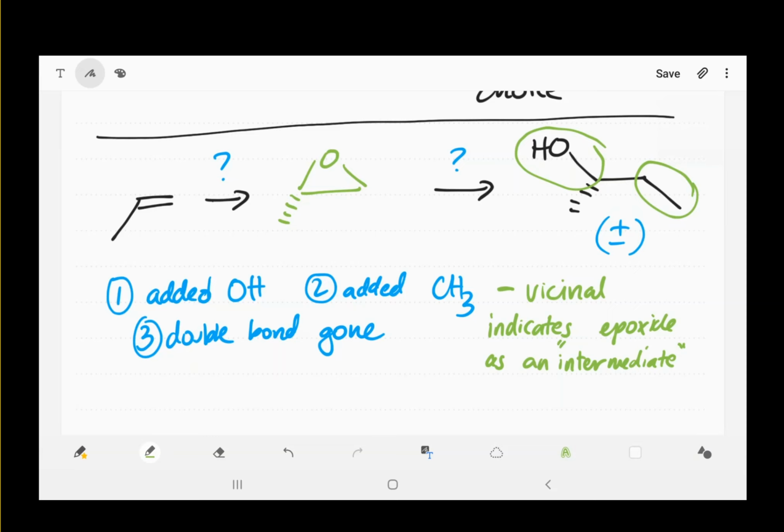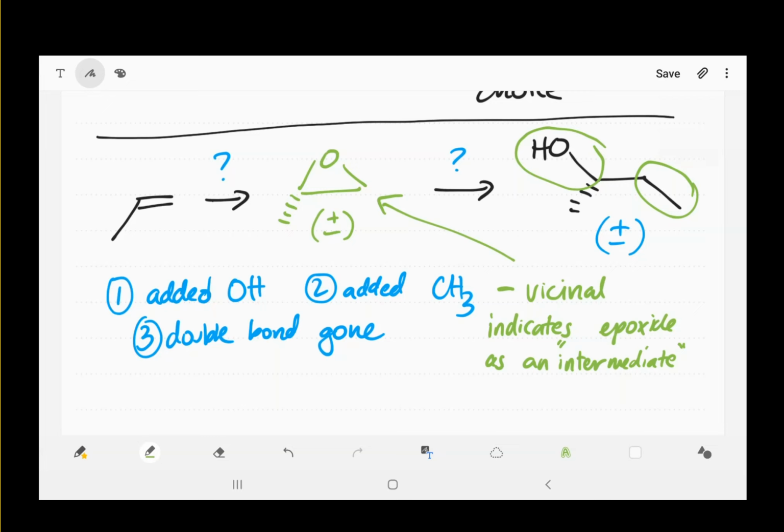Right? Because this is going to be racemic, it could be a wedge or a dash. It does not matter, because we're going to get both enantiomers. So either way is fine. I drew it as a dash because we have the dash in the product, and I'm just being consistent with that. But you could put it as a wedge. It doesn't matter. You'll get the same racemic mixture. So, now that we know that, that's going to be our intermediate, right?